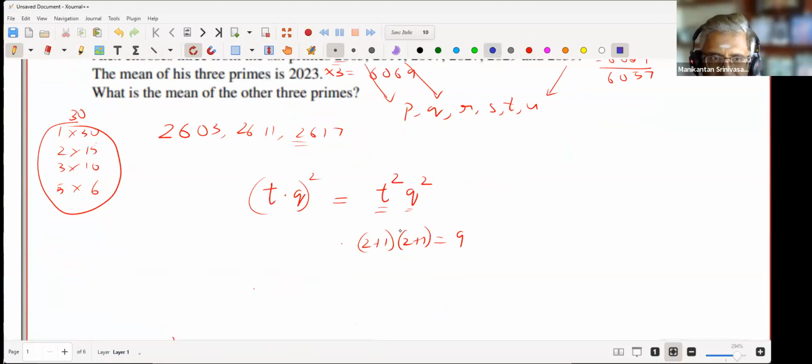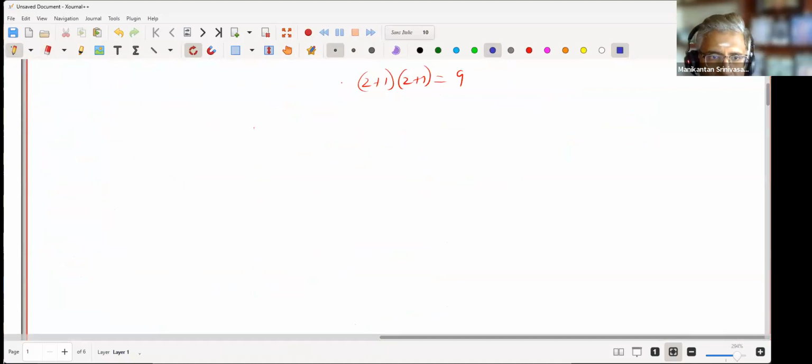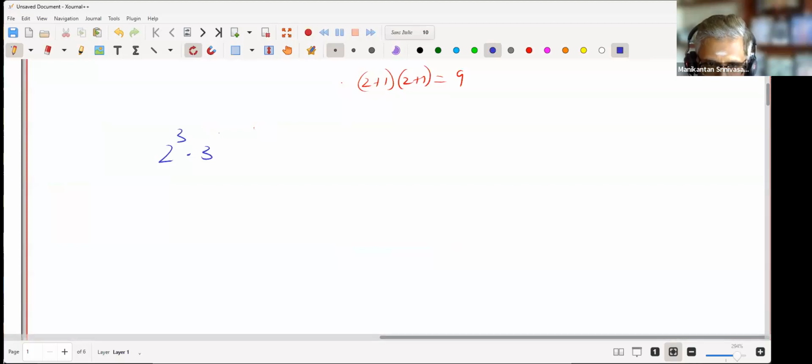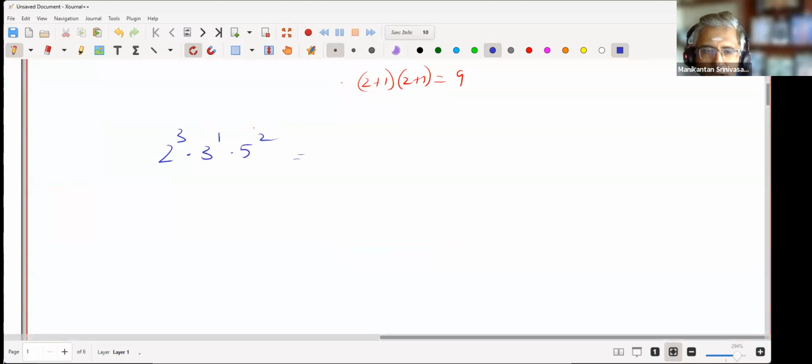Okay. Forget this problem. Let's take a simple problem, right? Let's take a number which is 2 power 3 times 3 power 1 times 5 power 2. A number like this. What is this number? 8 into 3, 24, 24 into 25, which is 600. Suppose the question is, how many factors does 600 have?